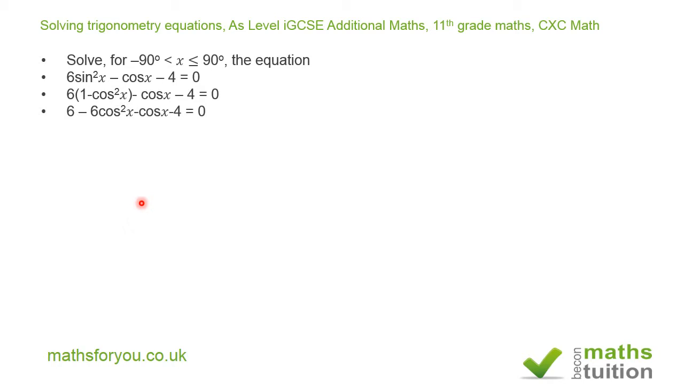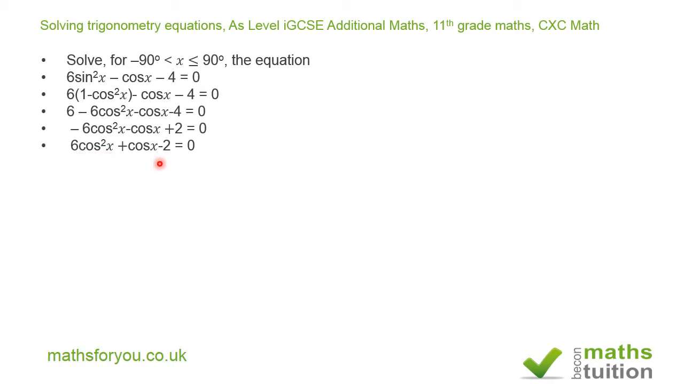If I now expand my bracket, I get 6 minus 6 cos squared x minus cos x minus 4 is equal to 0. If I now collect like terms, 6 minus 4 is 2. So we now end up with minus 6 cos squared x minus cos x plus 2 is equal to 0. If I then multiply each of the three terms by minus 1, I end up with 6 cos squared x plus cos x minus 2 is equal to 0.